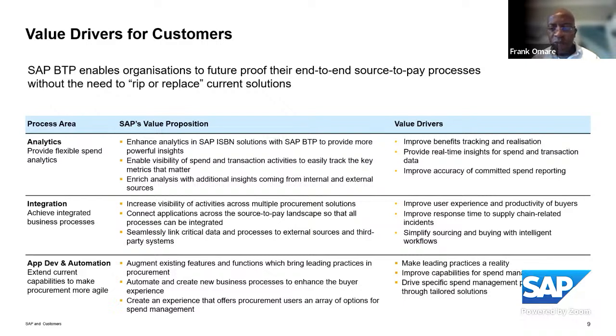Integration: as I mentioned before, the reality is procurement IT landscapes are fragmented. They're not homogeneous. What we're able to do with B2P is to increase the visibility of activities across these multiple procurement solutions. We can connect applications across the source-to-pay landscape so that processes are not only integrated, but also simplified. What does this bring? It enables us to improve the user experience and increase productivity, and to improve the response time to supplier incidents.